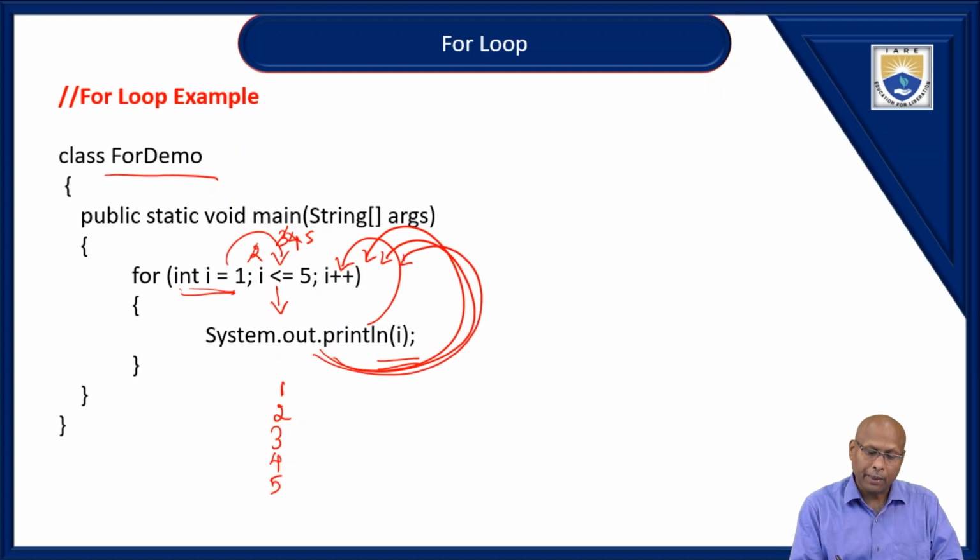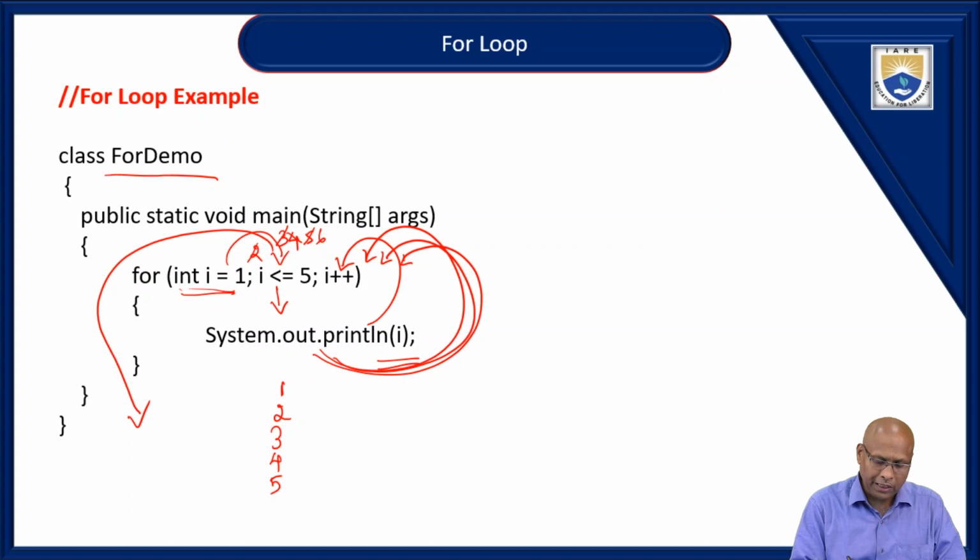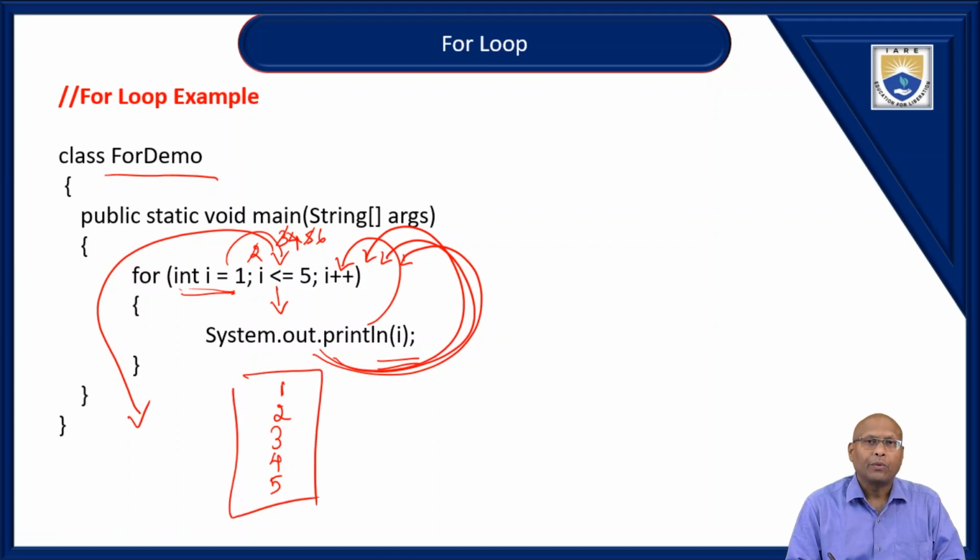Again I plus plus. I become now 6. So every time I is incrementing. 6 is less than or equal to 5? No. No means then the loop will stop. So that means it's printing what? 1, 2, 3, 4, 5. So when I become 6, the condition fails, then it stops.